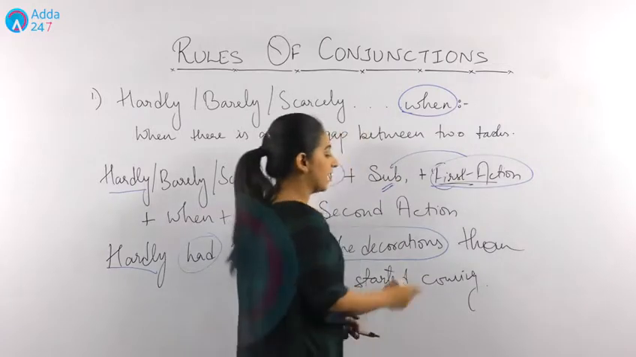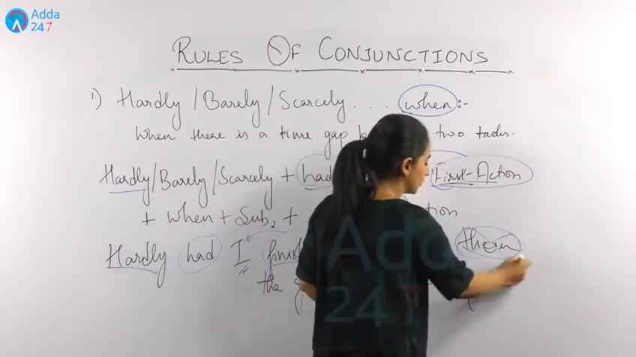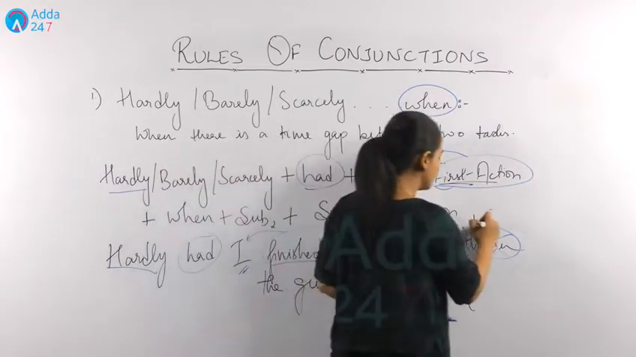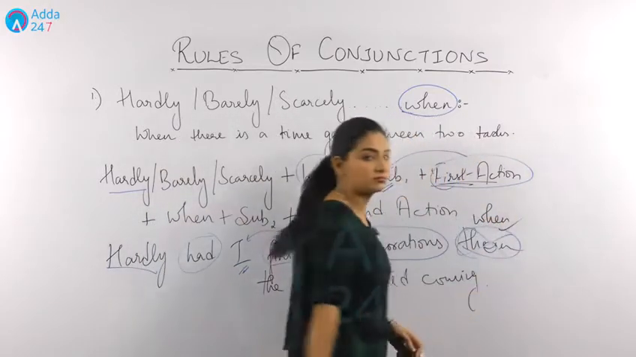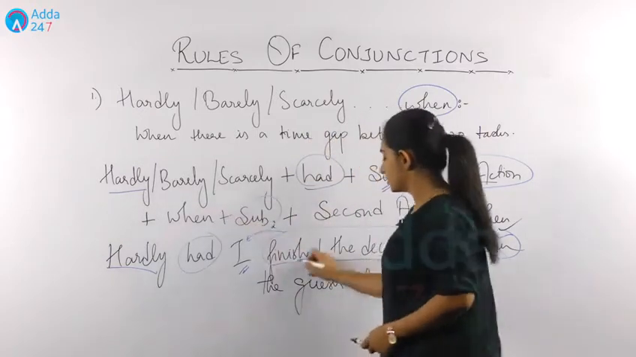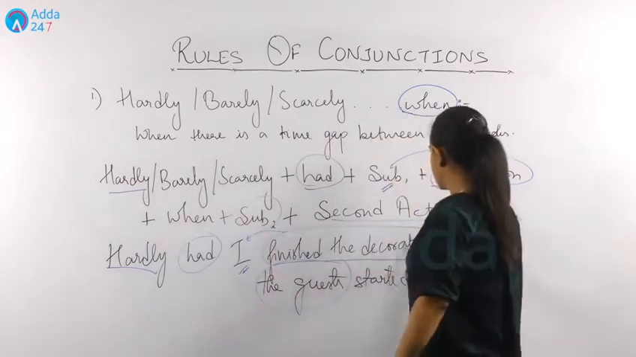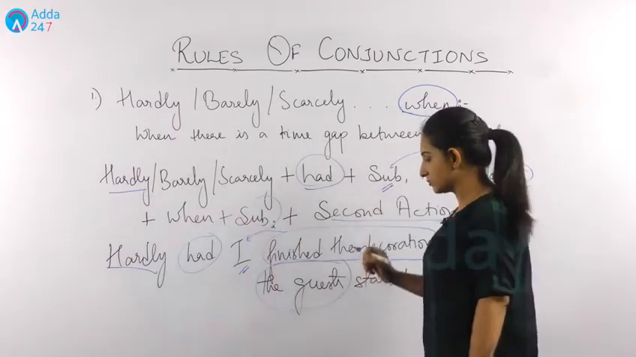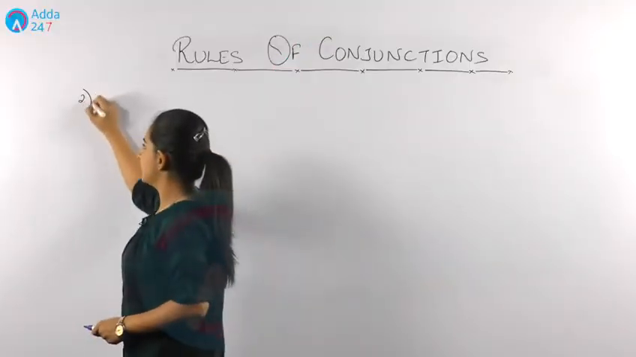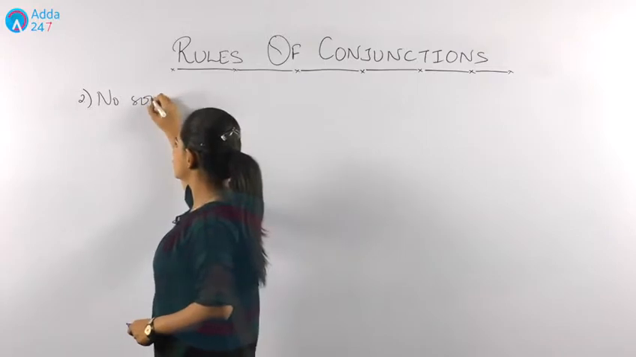Then you have placed than. And this is the error that you have made. You shouldn't be placing than. Instead of this, what you need to place is when. Right? After that, you will place the subject 2, which is the guests. And after that, the second action which is performed by the guests, what did they do? They started coming.